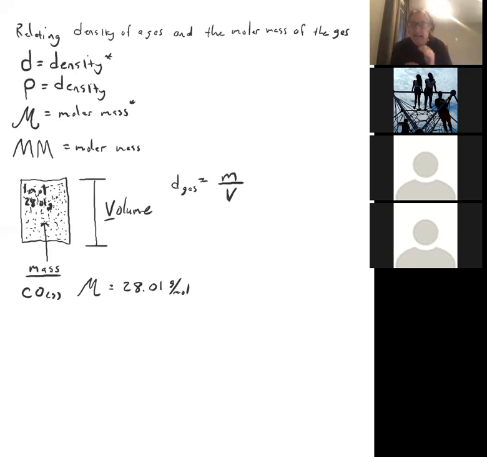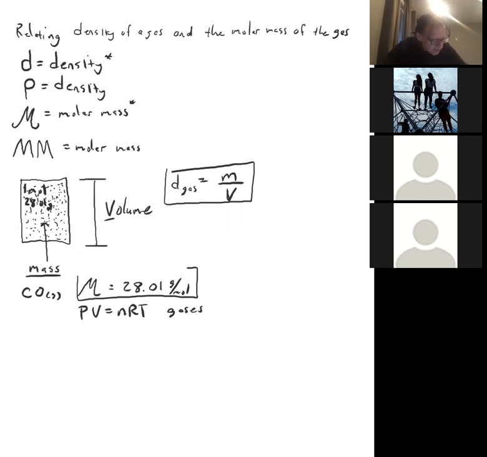But since it's a gas, there's also another equation, right? PV equals nRT. This is valid for gases. So that means we've actually got 3 relationships we can play around with: the density, the molar mass, and the ideal gas law. So let's look at the molar mass in a little more detail. What do we mean by molar mass? We get very good at calculating it on the periodic table. We look it up, we add up the molar masses of each element, we put them together, and we get the molar mass of the substance, of the compound.